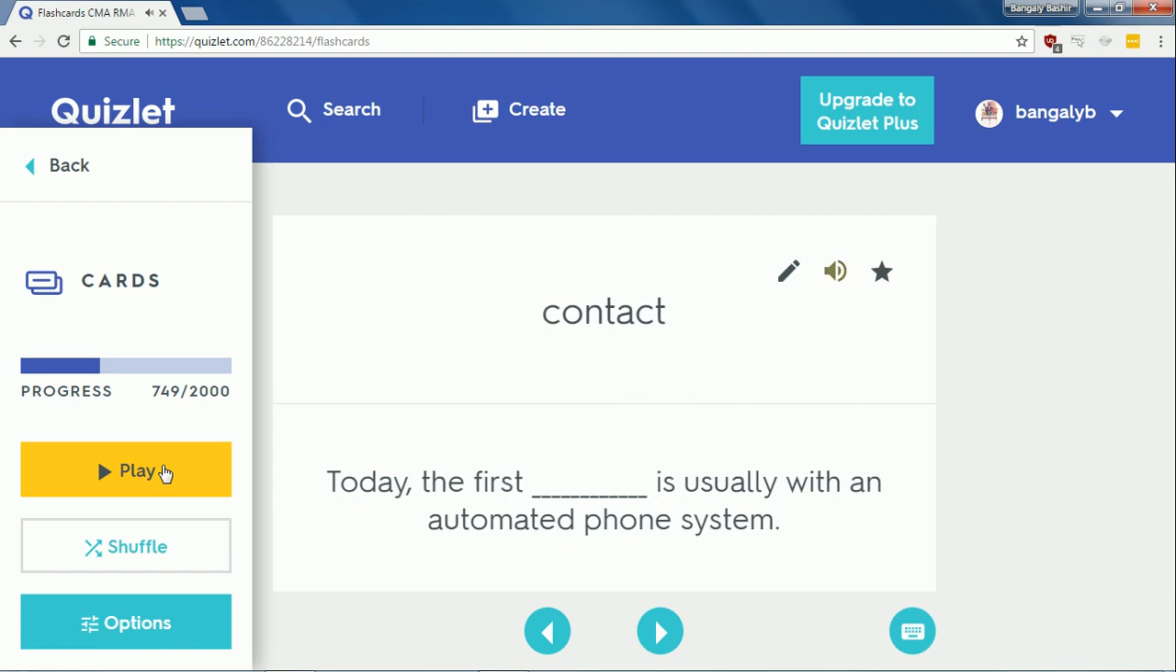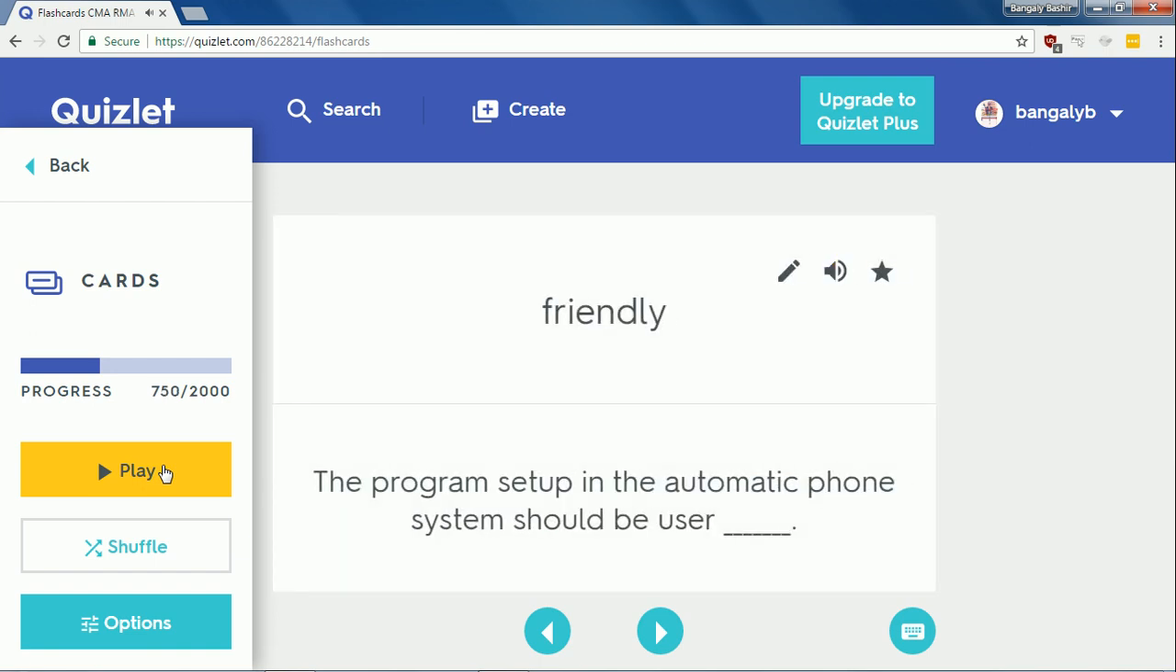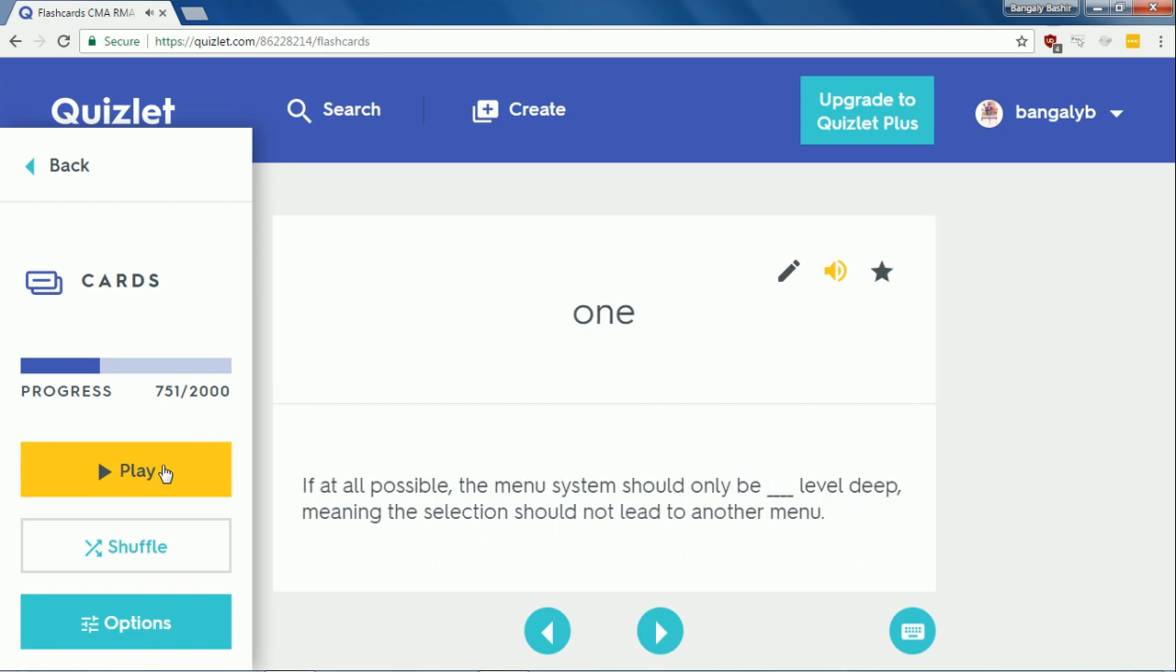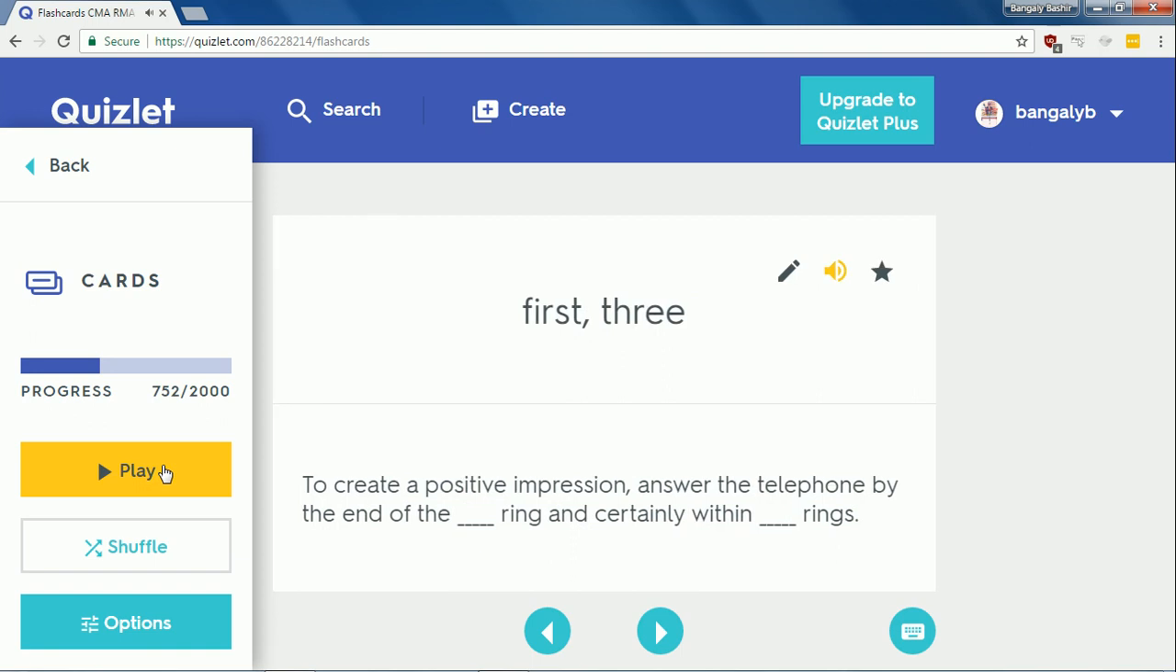Contact. Today, the first contact is usually with an automated phone system. Friendly. The program set up in the automatic phone system should be user friendly. 1. If at all possible, the menu system should only be one level deep, meaning the selection should not lead to another menu. First 3. To create a positive impression, answer the telephone by the end of the first ring and certainly within three rings.